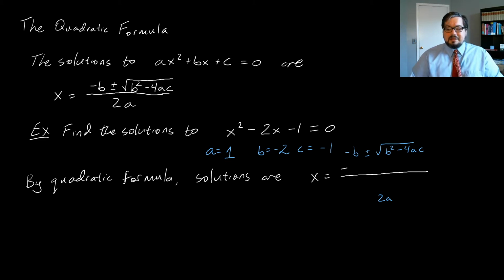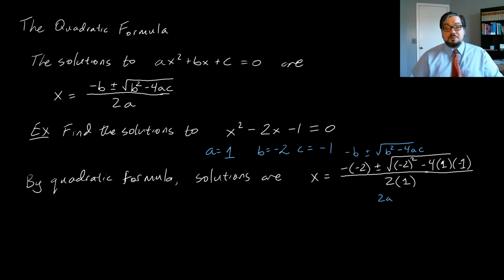So negative b, that's going to be negative, our value of b in our problem is negative 2, plus or minus the square root of, and now we're plugging in b, a, and c where they go. So b squared is negative 2 squared, minus 4 times a, which is 1, times c, which is negative 1, and this is all over 2 times a, and a is, again, 1. So that's what the solutions are.